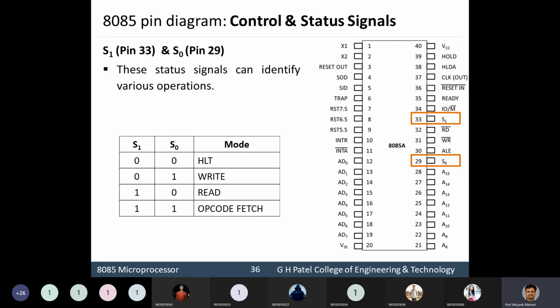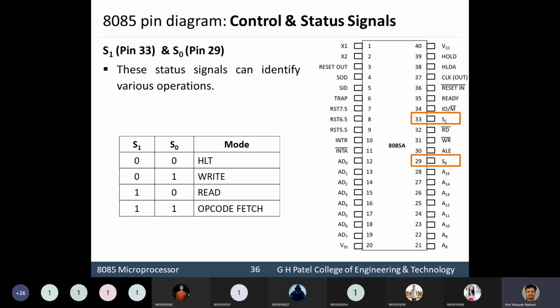Okay, now I think all of you would have heard about instructions: if my processor wants to carry out anything, then it must be given an instruction. An instruction is nothing but, let's say I want to copy data from one memory location to another. Let's talk about registers only. I want to copy data from one register to another, from the C register to the B register.